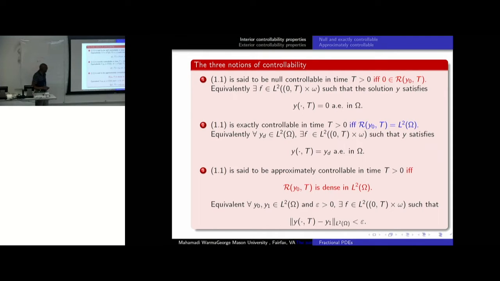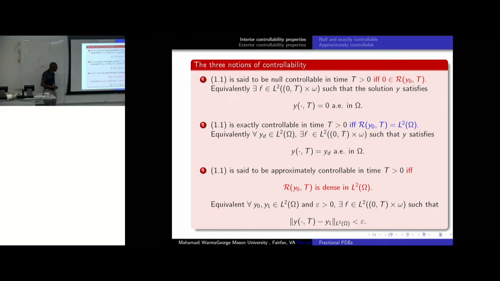The second one: we say that the system is exactly controllable in time t if and only if the set of reachable states coincides exactly with L2 of omega. If we can reach all of L2. That is equivalent to saying that if you have a target yd, you can find a control function such that your state coincides exactly with your target.